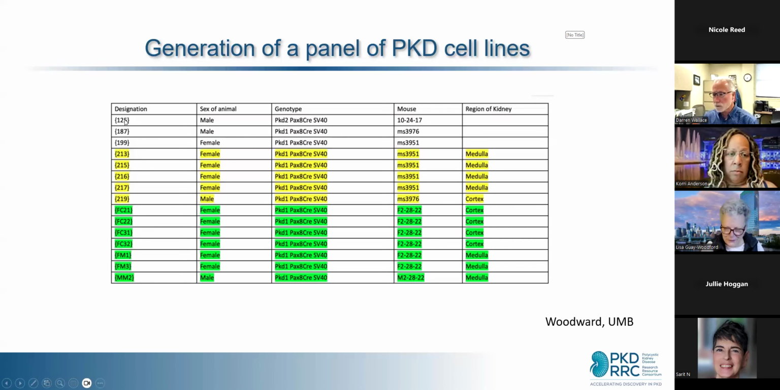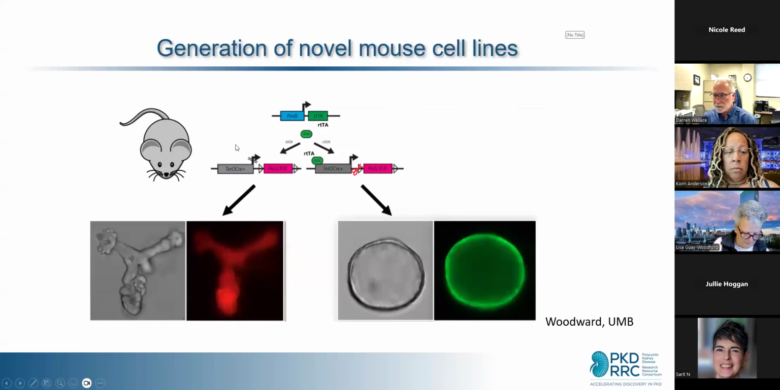So Owen Woodward has generated a panel of PKD1 mouse cell lines, both from male and female mice and from different regions within the kidney. He's in the process of characterizing a variety of different clones from this method of generating the isogenic PKD1 and wild type cells. In addition to that, he's using a clever technique where he can label PC2 in red. So this red structure here means that there's normal polycystin 2 expression.